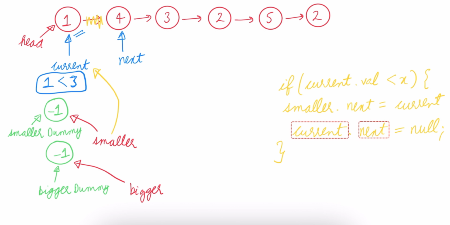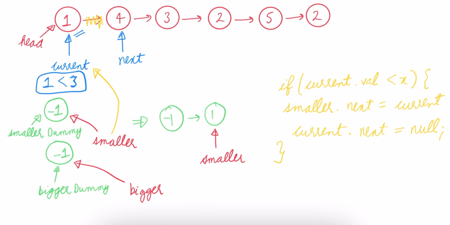And once I have done this, I can move on to the next element. So here we will have -1 and we'll have 1, and then I can update my smaller to smaller.next. So my smaller would be here, and I can update my current to next. So my current will come to node 4, and my next will become the node with value 3.